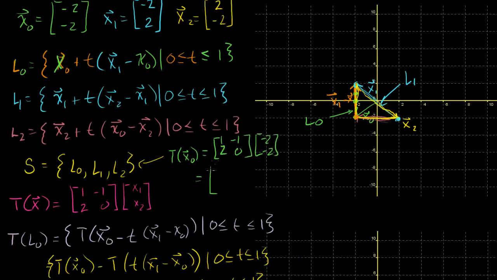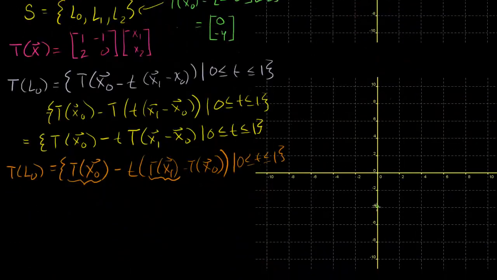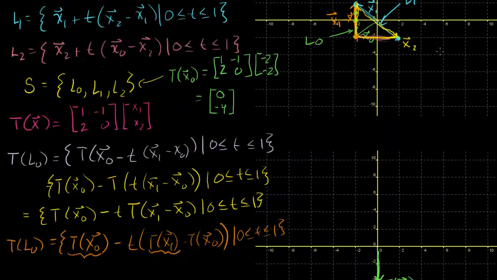And so what would this be equal to? It's 1 times minus 2 plus minus 1 times minus 2. That's going to be a plus 2. So it's minus 2 plus 2, which is equal to 0. And then we have 2 times minus 2, which is minus 4, plus 0 times minus 2, so it's minus 4. So that's the transformation of x naught. Let me graph it. It's 0, minus 4. So this is the transformation of x naught, the vector that goes straight down.